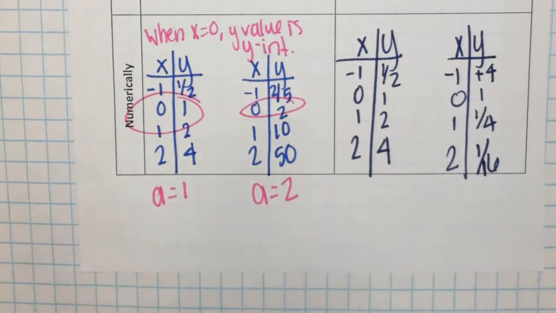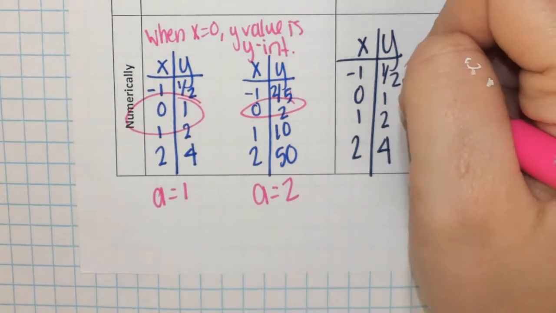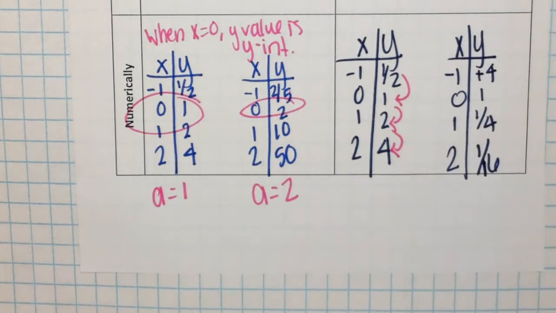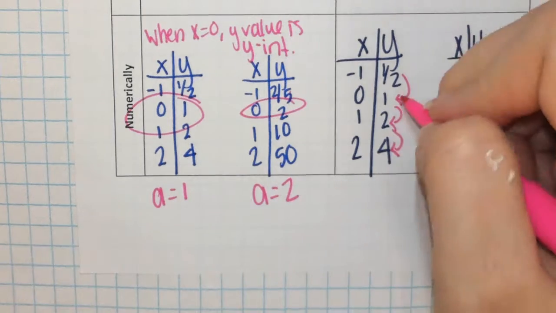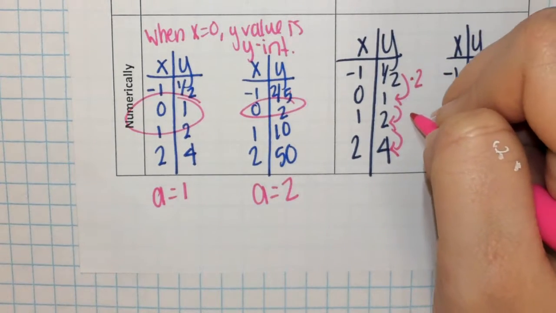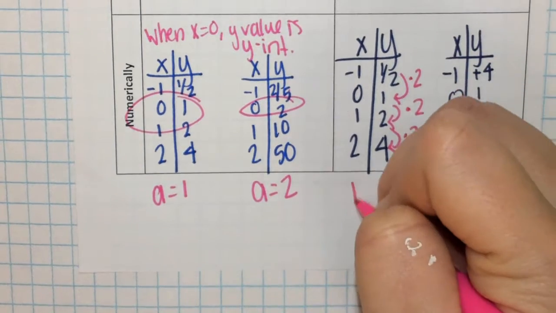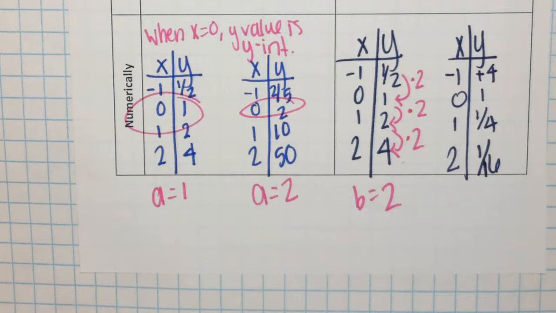So the one on the left is a t-table that we've seen before. How are each of these y values increasing? So from 1/2 to 1, how would you increase? Times 2. From 1 to 2, how would you increase? From 2 to 4, how would you increase? So what's your base? 2. All you're doing is looking at how they're increasing.